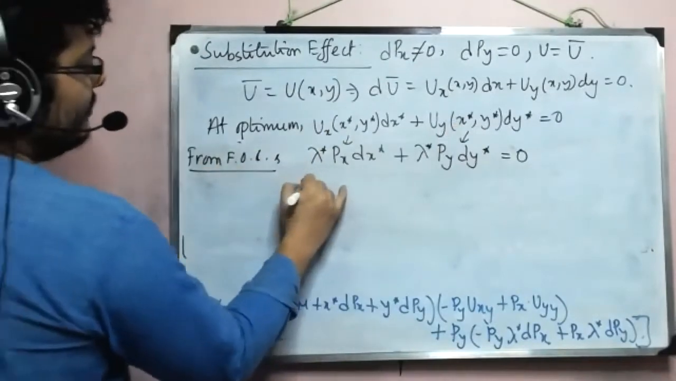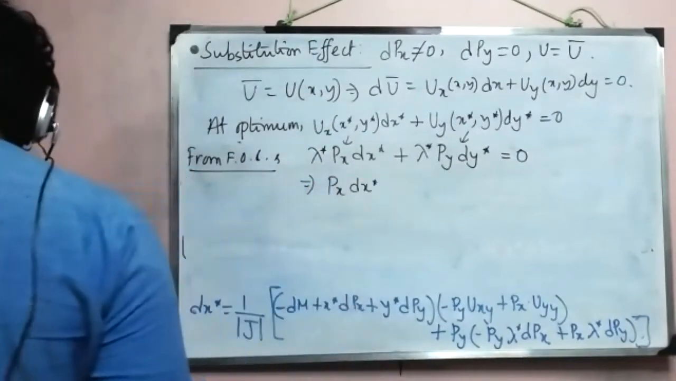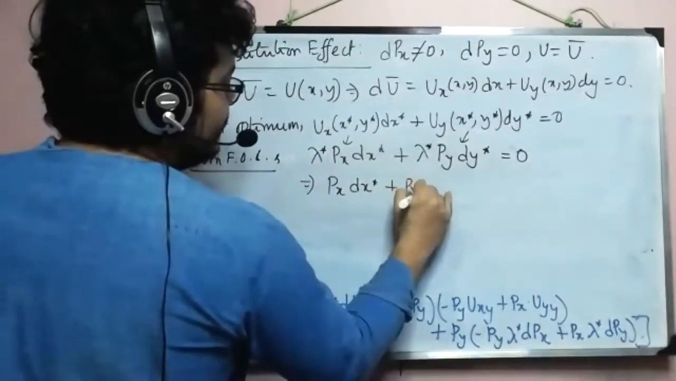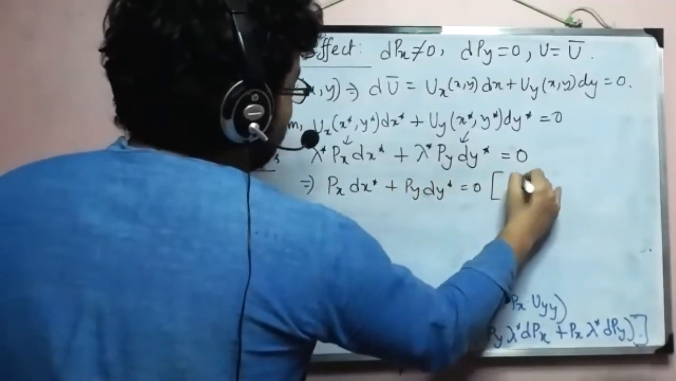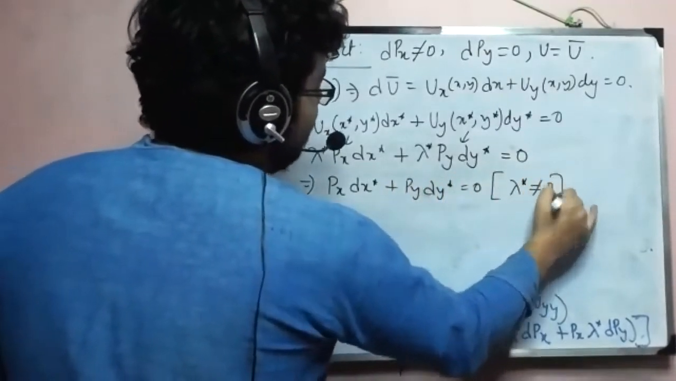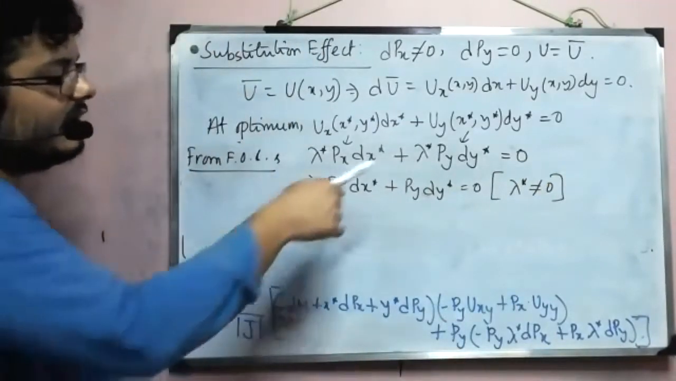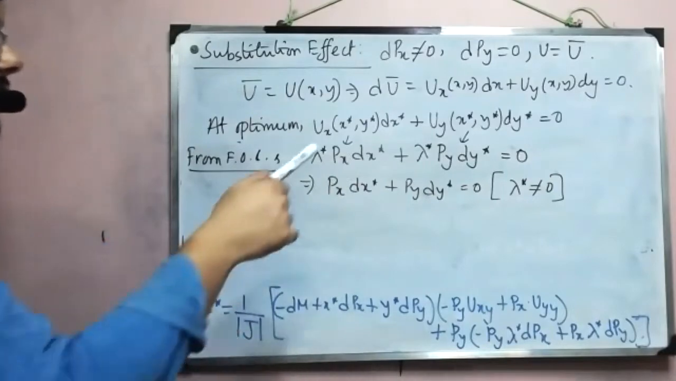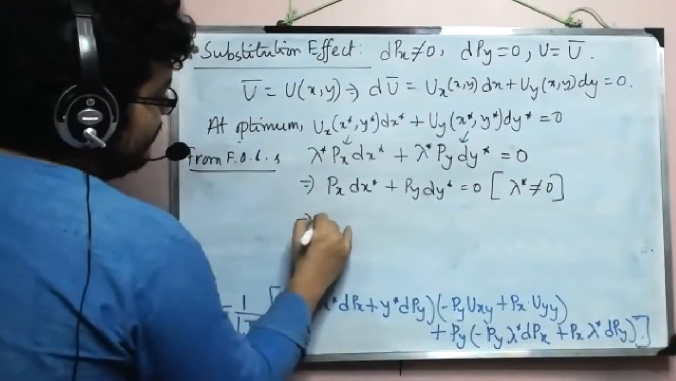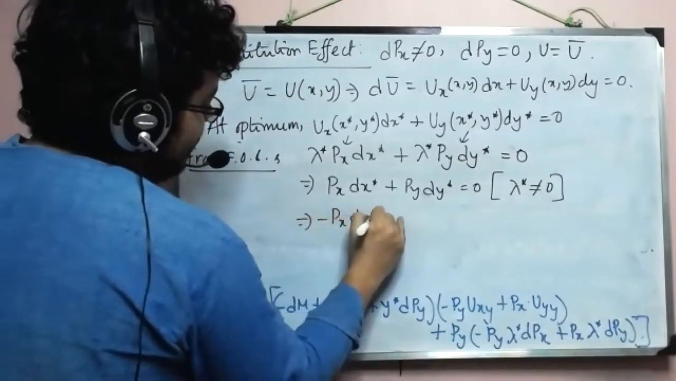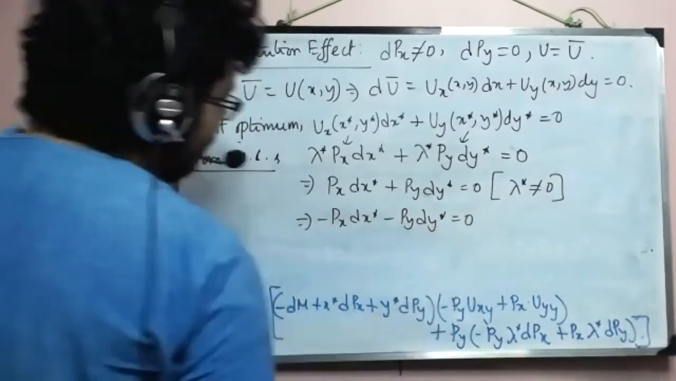Now from there we can write that px dx star plus py dy star equal to 0. And why is this? Because lambda star is not equal to 0. Okay, so that's why we have explicitly written lambda not equal to 0 while constructing the Lagrangian. Okay, now we'll just put a minus here. So px dx star minus py dy star equal to 0.